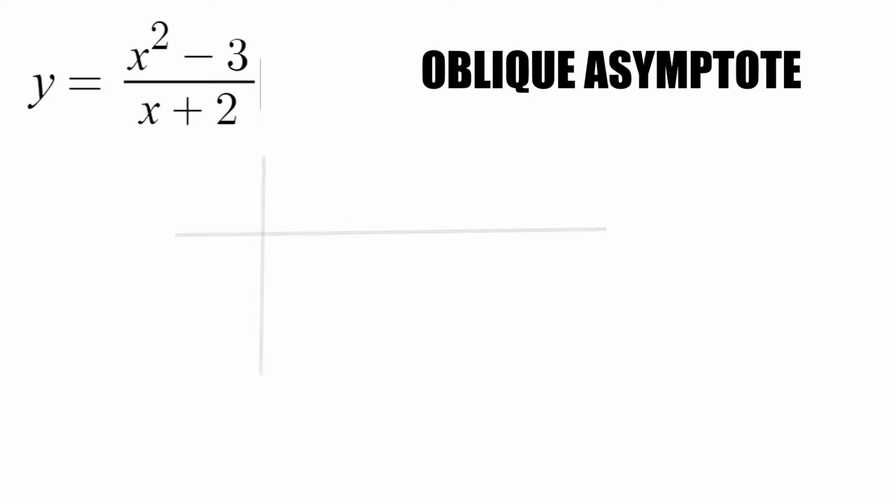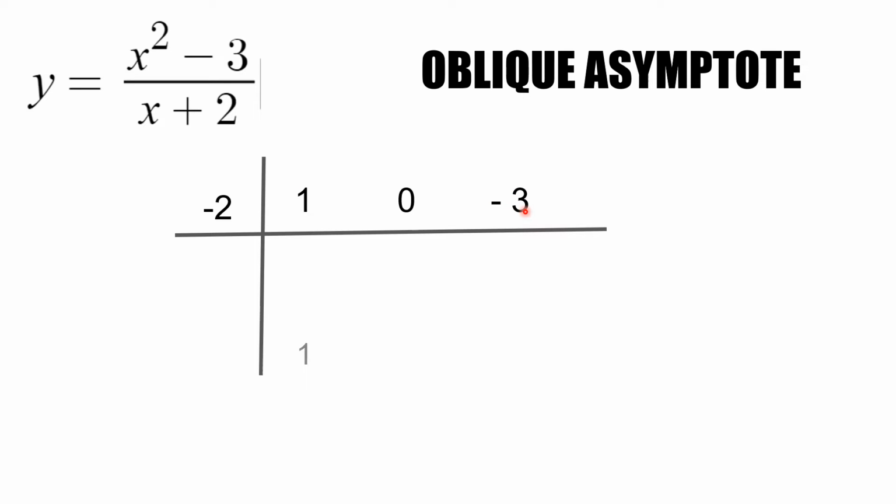Now, in order to solve for this oblique asymptote, we must take the zero of the denominator and use that in the synthetic division of y equals x squared minus 3 divided by x plus 2. So we put the synthetic division table with negative 2 on this side and the coefficients of the equation on the top over here. The synthetic division process requires us to bring down the first coefficient, multiply it by the divisor, and then add it to the next coefficient.